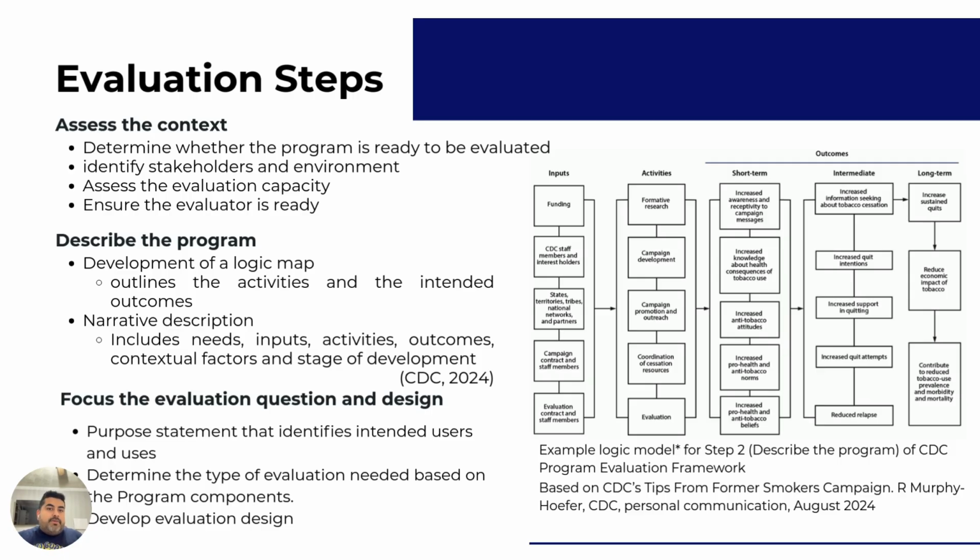The second step is describing what you're going to do, right? So this is where you develop a logic map, and I have placed one on the side right here where it has different components to it, whether it be from the inputs all the way to the long-term outcomes. This map describes what you're going to do. And then you also have to have a narrative description of what you want to happen. So this is where you take all the ideas from the context and put them down on paper and map it out and see where you're going to do what and who's going to do what and what you expect or want to happen.